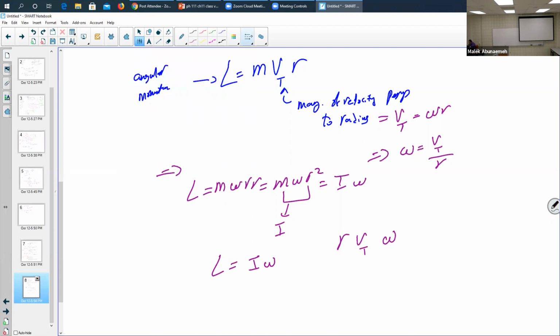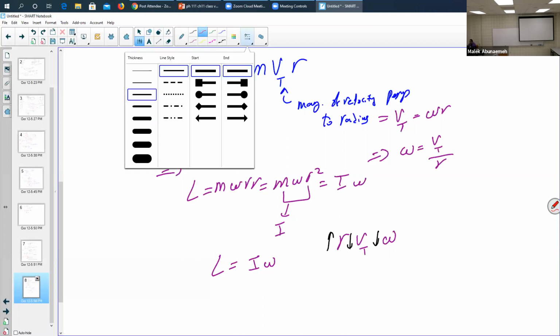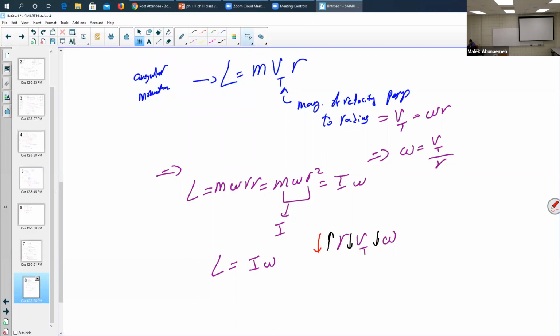So that means when your R goes up, your velocity goes down, which means your angular velocity goes down. If your radius goes down, that means your velocity goes up. That means your angular velocity goes up.